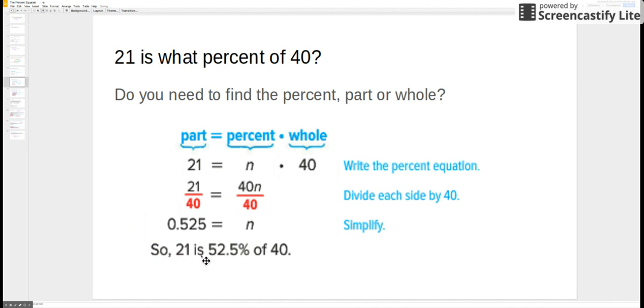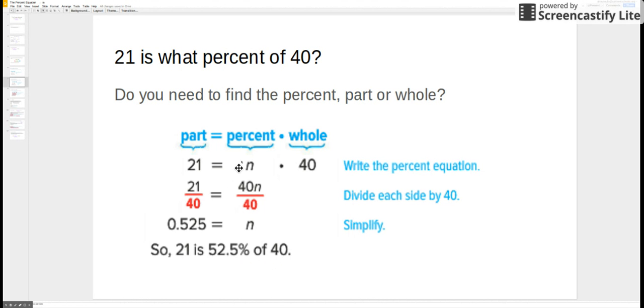So 21 is, now this is important, since we found the percent, the percent is written as a decimal here. In other words, it's like saying moving the decimal point 2 places to the left. Now we need to move it 2 places to the right, because we are undoing that. So it would be 52.5% of 40, okay?